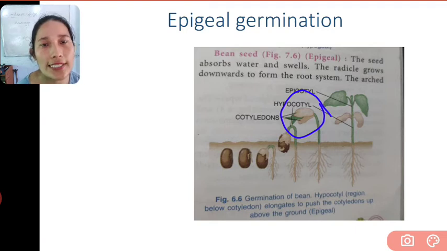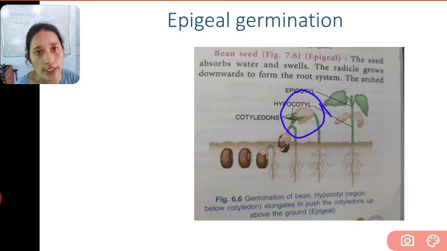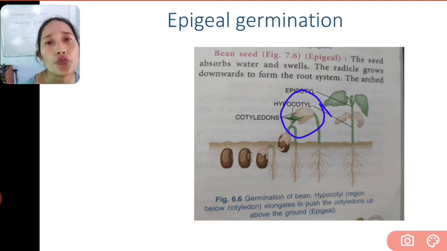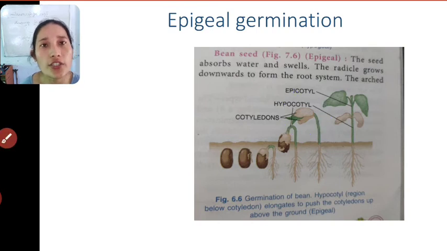Okay, so you can see in epigeal germination that your hypocotyl region has elongated itself and along with it, it has taken the cotyledon also with itself. That means it is moving above the ground. The cotyledon is moving along above the ground. Later on, when this plant further matures and is independent of its existence, this cotyledon degenerates or shrivels out.